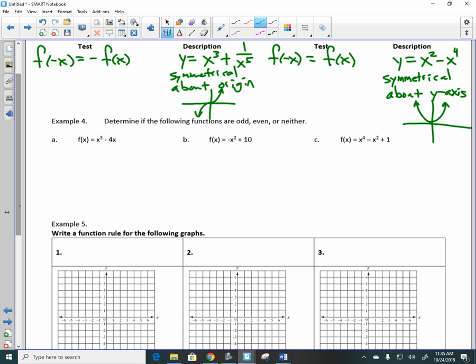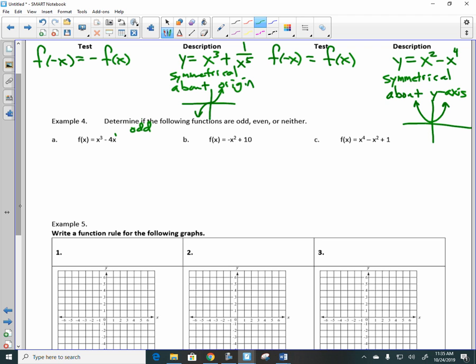Please look at the three examples. Letter A, look at the exponents. Do you think it's odd or even or neither? It is odd. Why are you so confident, Mr. Carson? Third power and first power. Very good. He's right. This is odd. We need to show that it is odd.